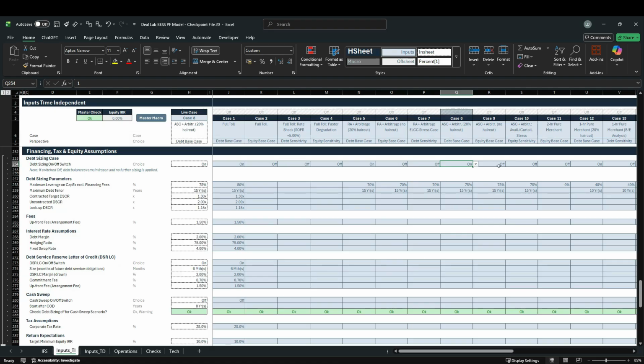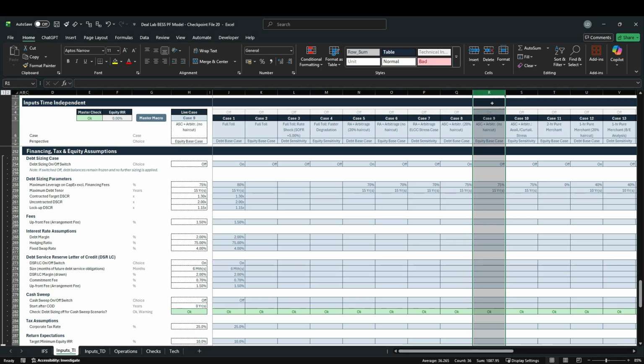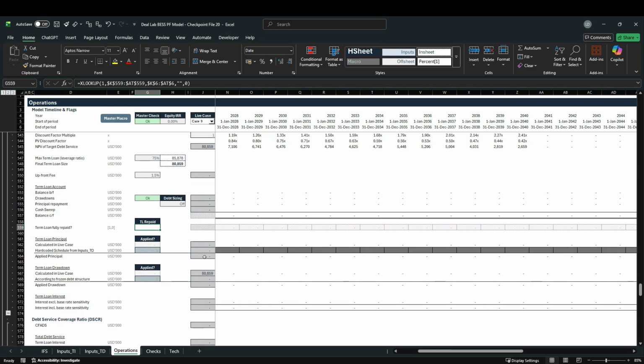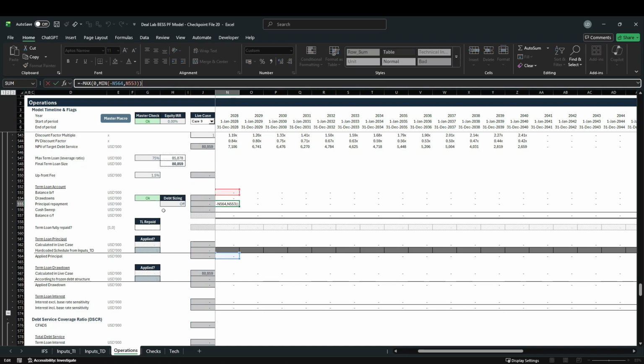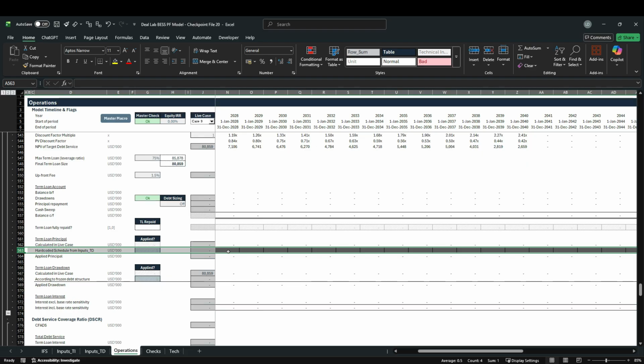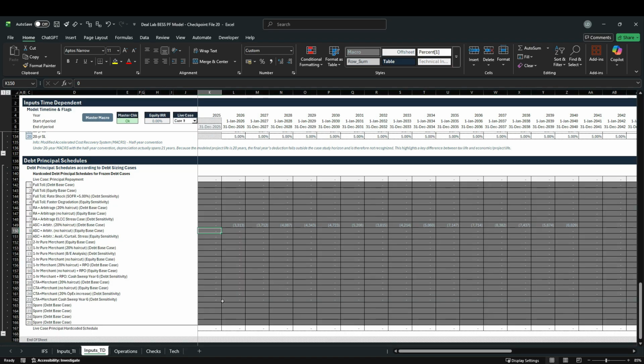And what we can do instead is select case 9, where our debt sizing is turned off, as you can see here in row 254. And now if you move over to the operations sheet, you will see that our principal repayment is not picked up because our debt sizing is off. And if our debt sizing is off, we would pick up row 563, which for now is still empty. And if you move back to our inputs time dependent sheet, there will be nothing to be picked up.